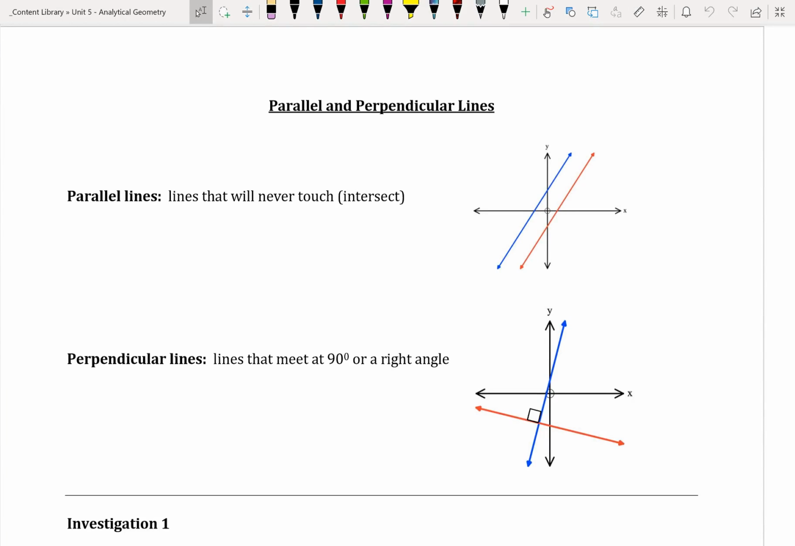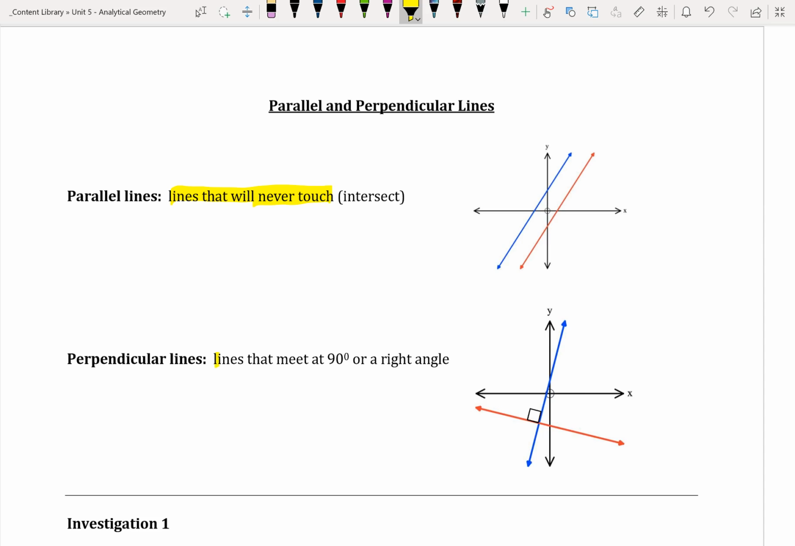In today's note, what we're going to look at are parallel and perpendicular lines. Parallel lines are lines that will never touch or intersect, so they'll run side by side. If you want to think of something like train tracks, right? Train tracks never cross each other. If you think of one track, the two side by side, they never cross each other.